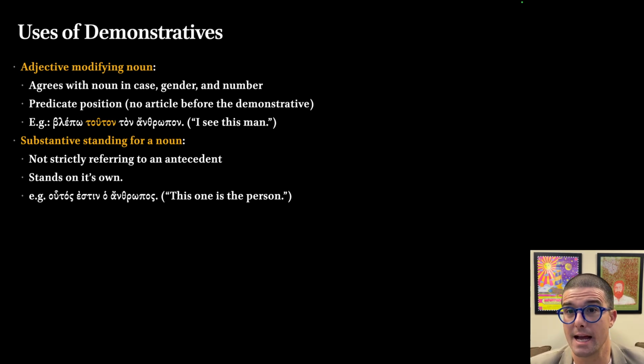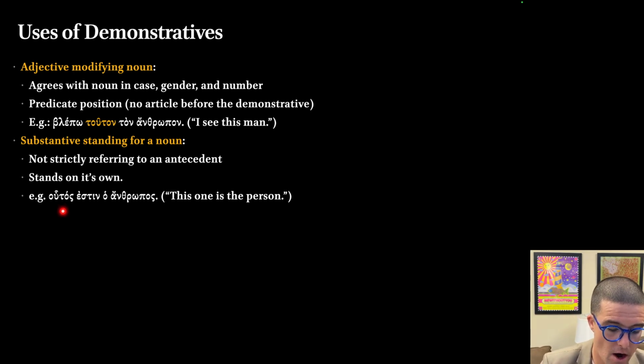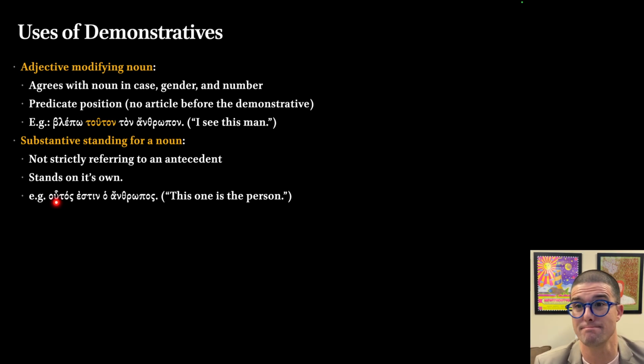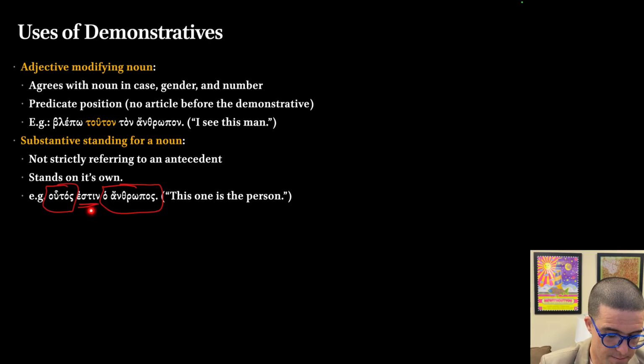Demonstrative can also stand in for a noun. It can be a pronoun itself, and in this case, it is not strictly referring to an antecedent, or in the case of this example here, it's not strictly referring to an antecedent, but is standing on its own. And so here we have hutos, our nominative masculine singular nearer demonstrative. This one, this here, this one, this human, probably this man because it's masculine. This one is the human. So here we have 2 nominatives being separated or equaled by the to be verb. So 2 nominatives with an equal sign in between the 2.